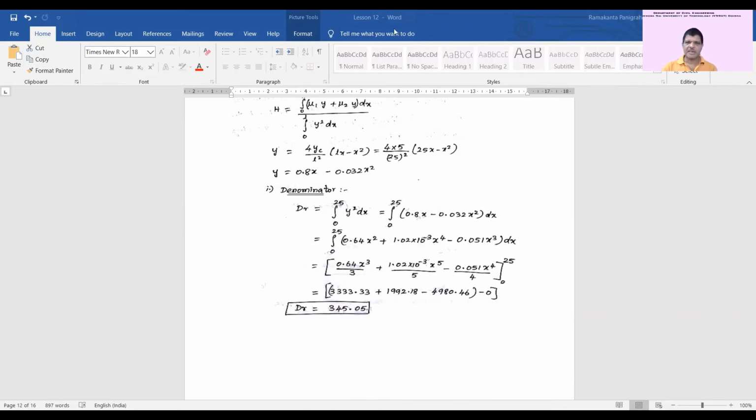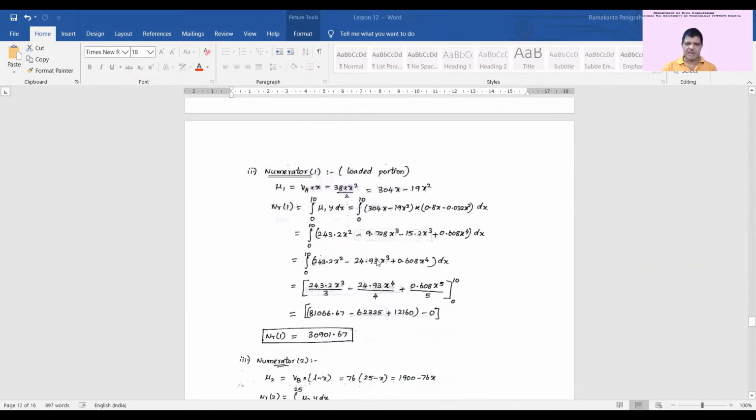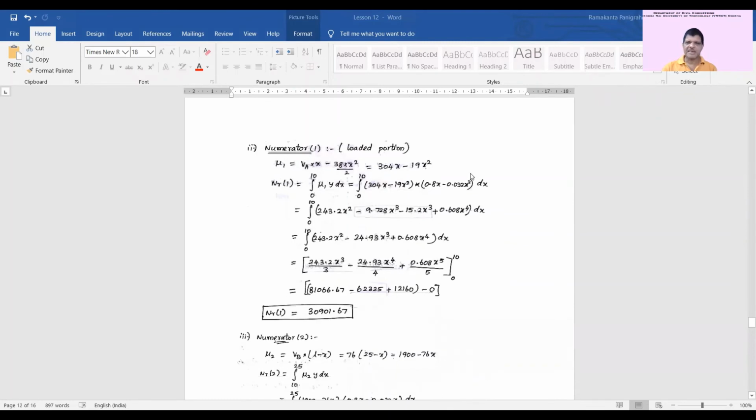Now let us go to this numerator part. There are two parts, as I told, the first part and second part. So in the first part, 0 to 10, what is the moment?